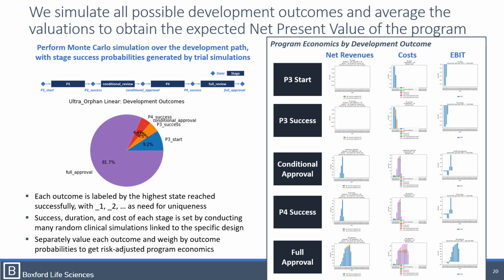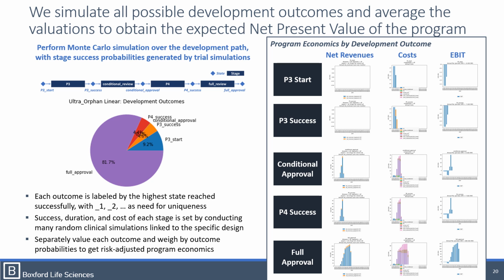Now, each one of the revenues and costs that we include in the model are tied to the development program outcomes. We only incur the cost of a clinical trial if we execute it. We only see net revenues if we get regulatory approval. What we do then is we calculate expected net present value by considering all the different possible outcomes of the development program, using our clinical trial simulations to compute what the probabilities of success are at each one of the stages.